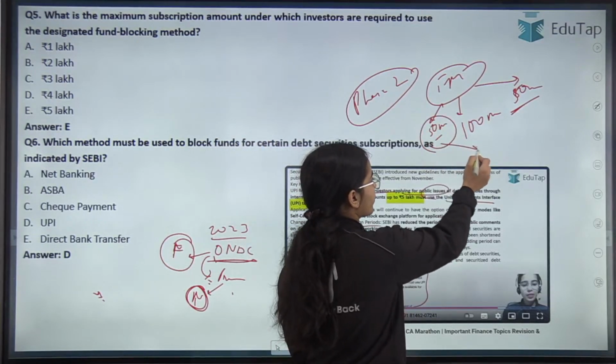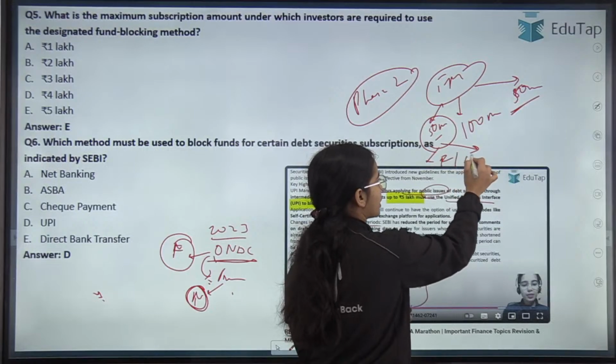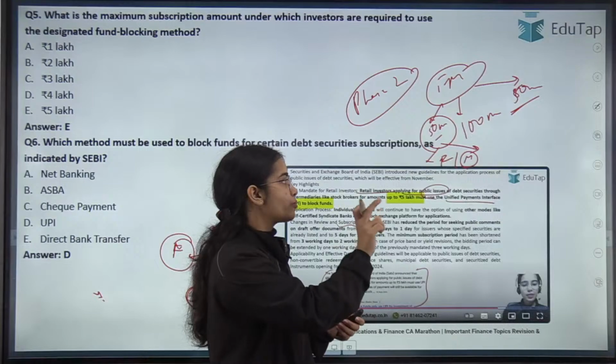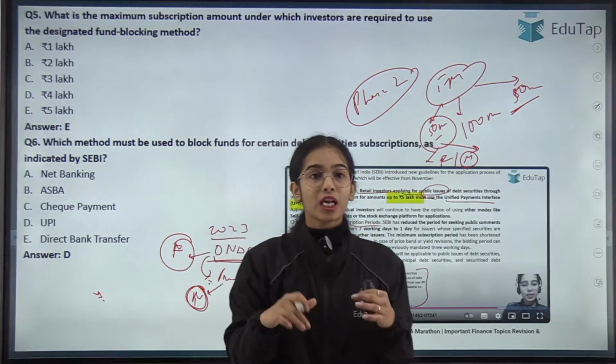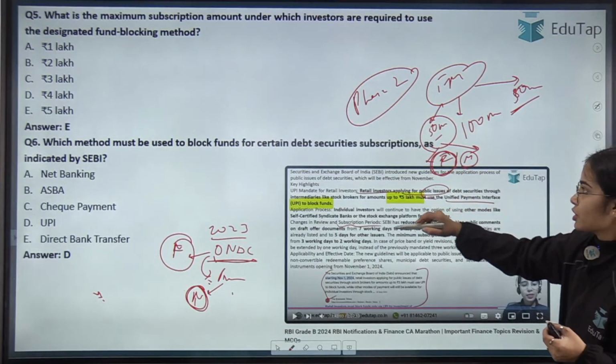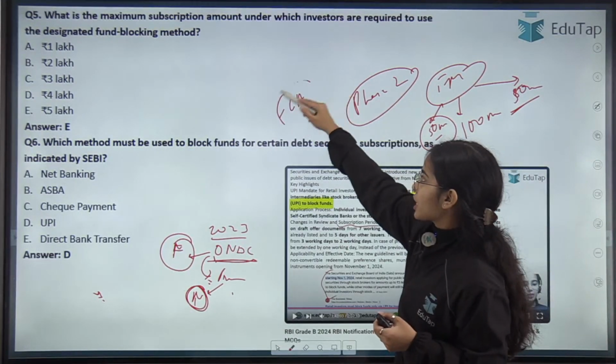So 50 marks are for both your finance and management. Approximately 25 marks are allotted for management objective and 25 marks are allotted for finance objective. Now in the finance objective, there are questions from the finance current affairs. So finance current affairs questions are there.